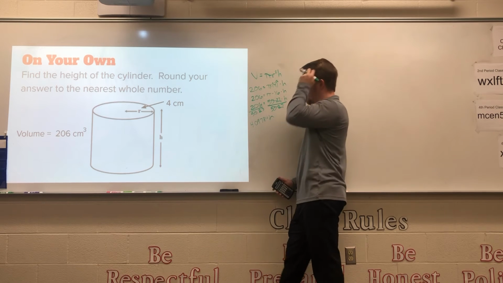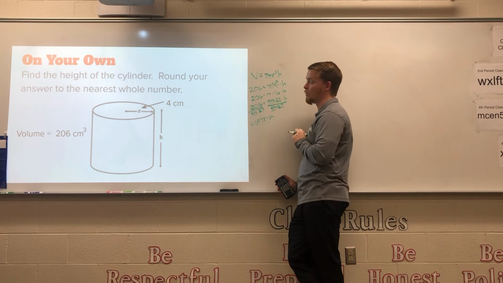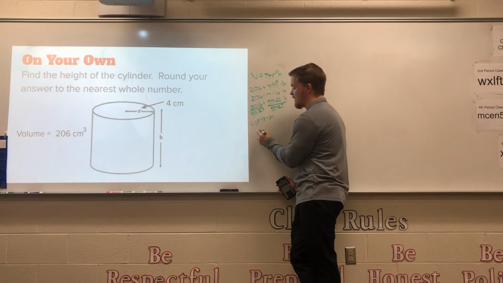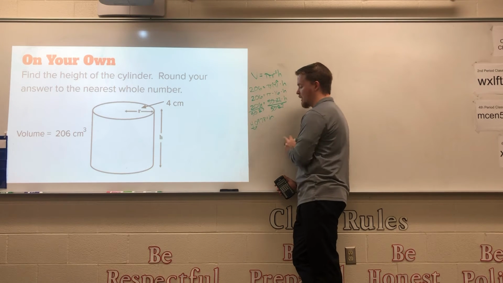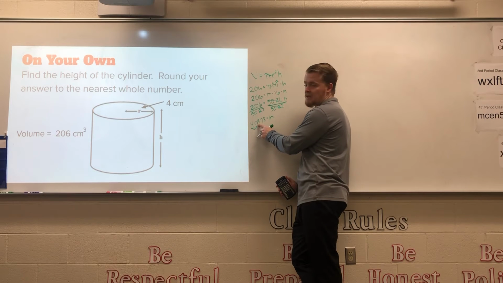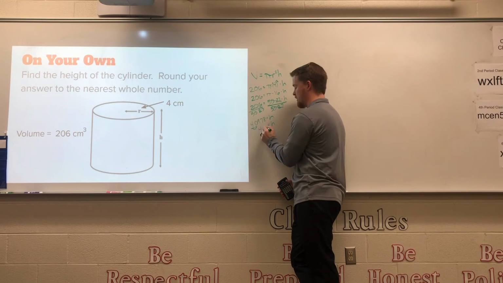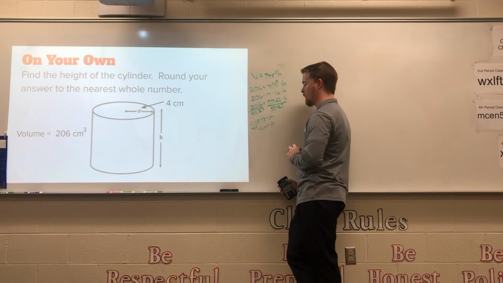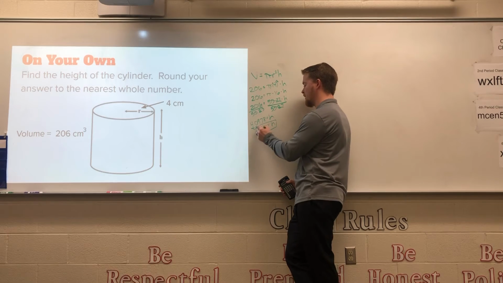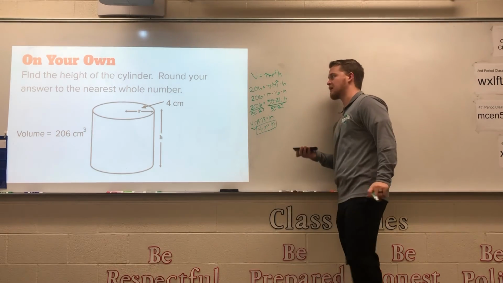4.0978. But again, it wants us to round to the nearest whole number. So if here's my whole number, I look at the number behind it, and the number 0 tells me to stay the same, so this will stay as 4. So my final answer will be h equals 4 centimeters. That's my unit, 4 centimeters. So there's your final answer. There's your h, or your height in this problem.